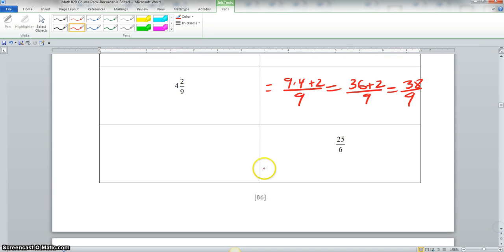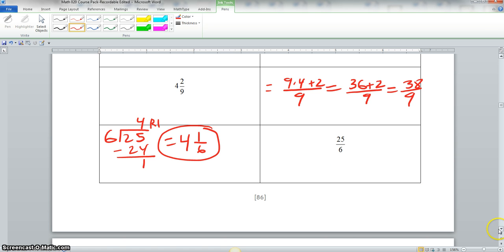Now we go down here to this problem here. We want to change this improper fraction to a mixed number. So we'll take 6 into 25. 6 goes into 2 0 times. 6 goes into 25 4 times. 4 times 6 is 24. 25 minus 24 is 1. And that is our remainder. So our final answer is 4. Our denominator stays 6, and our numerator is 1. And that is your final answer.